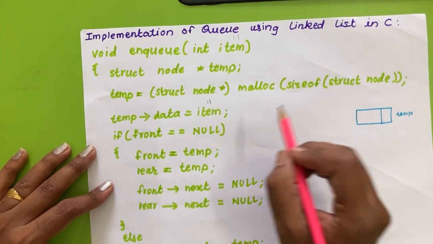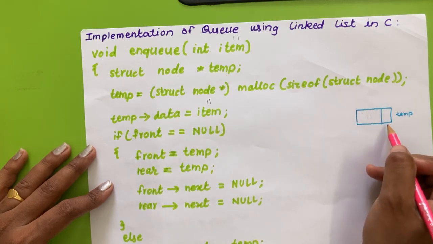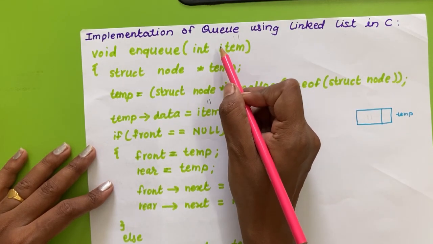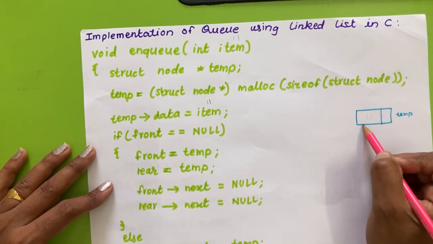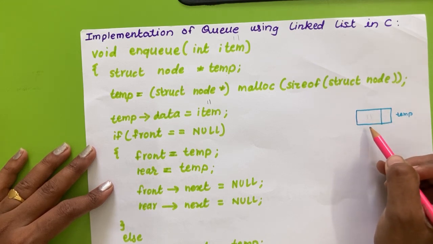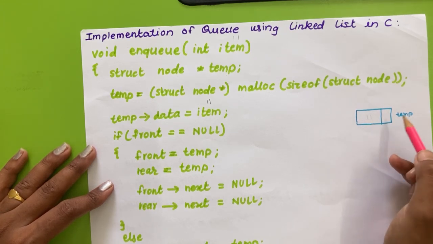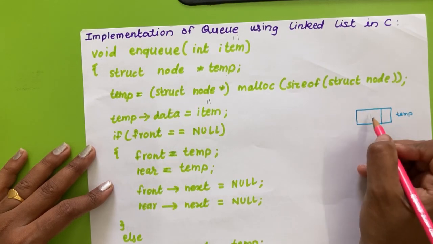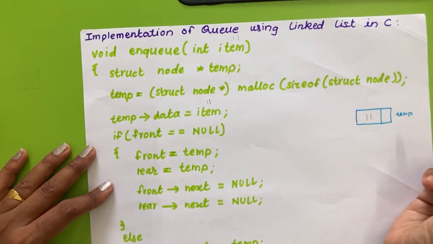Now we have to put the values in this node. So now the value of item will get copied in the data part of this node because we want to have element 11 in the queue. So first I'll copy the value of item in temp's data field. So this will contain 11.